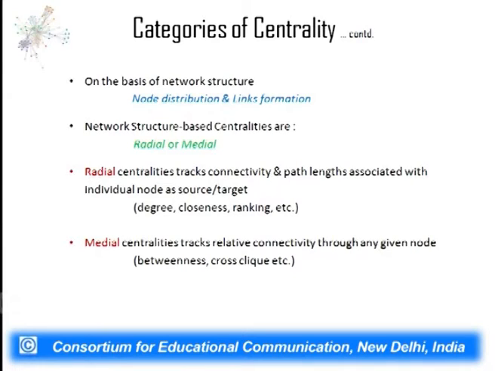On the basis of this, again we have some more subclasses. The first is radial, and then we have medial. Radial centralities normally track the connectivity and path lengths, and these are the parameters mainly associated with the individual nodes acting as either source or target. So the prime importance is that particular node and nothing else in the network. In that case there can be centrality measures like degree centrality or closeness centrality, the ranking it shares with respect to other nodes in the network.